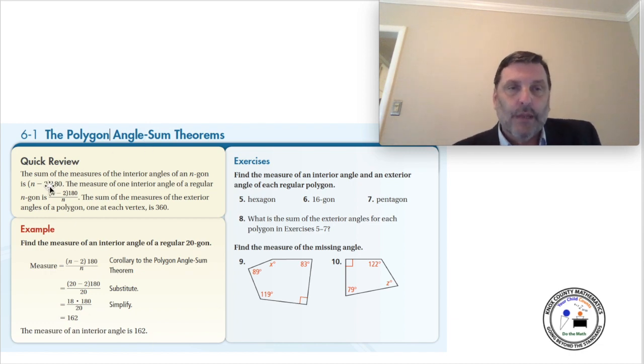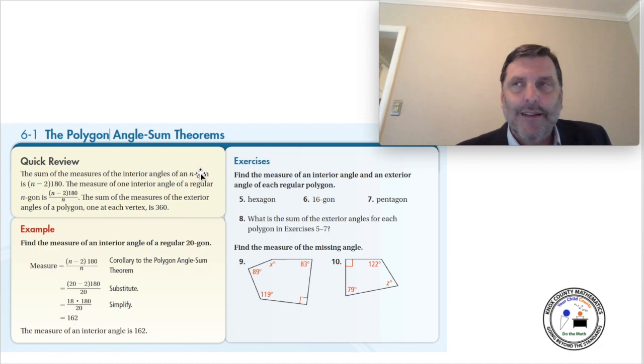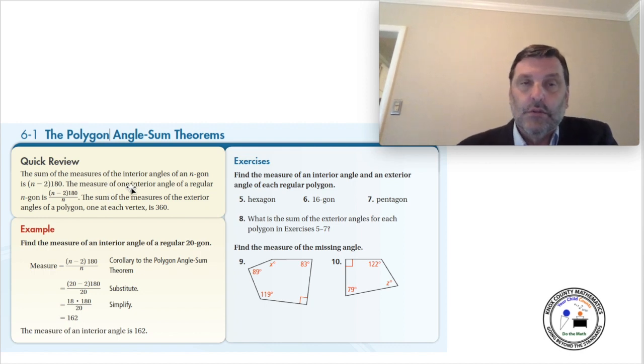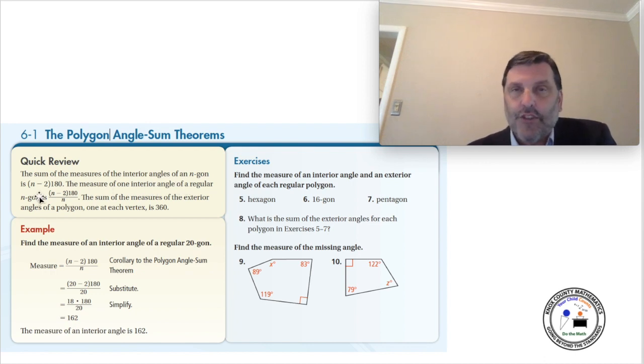So, quick review. As I said earlier, the sum of the measures of the interior angles of an n-gon, that's just what generically we say, n-gon, like pentagon, hexagon, octagon. We don't know what type of side, so we just say n-gon, is collectively n minus 2 times 180. But here's another formula. The measure of just one of those angles, of a regular n-gon. Regular means all sides are the same.